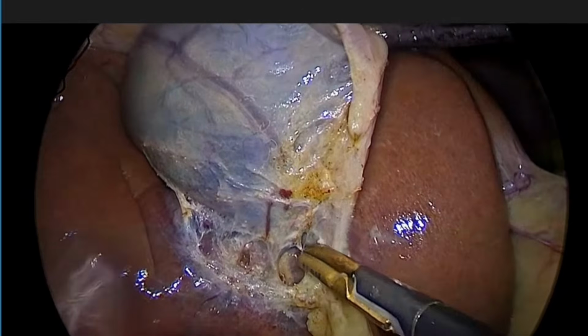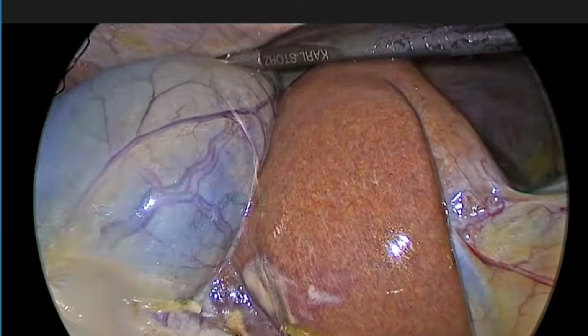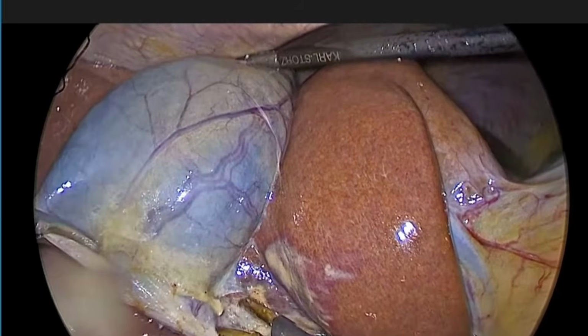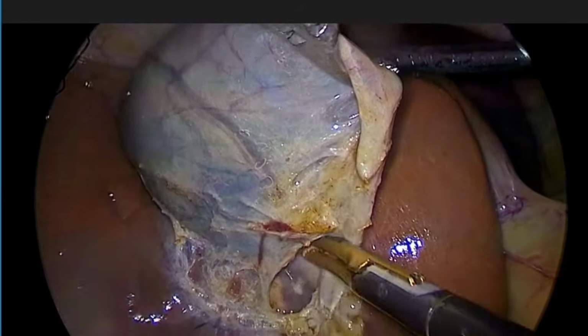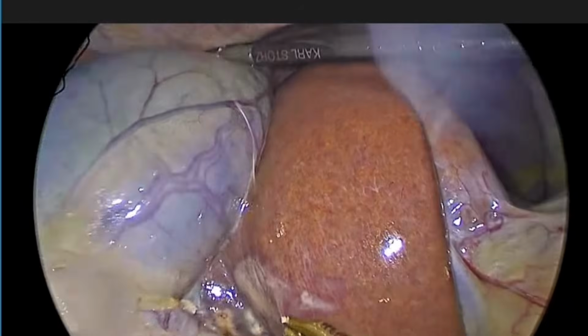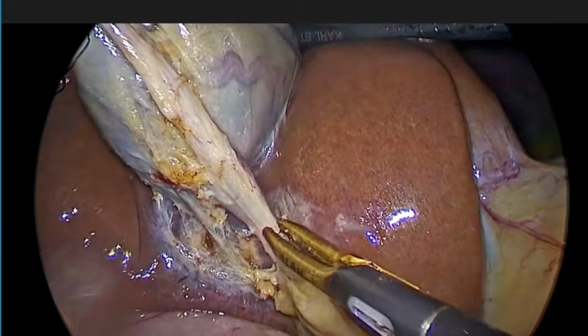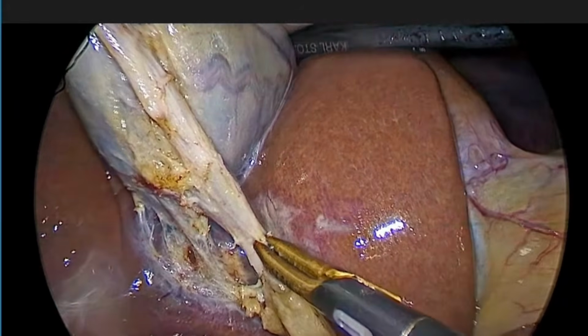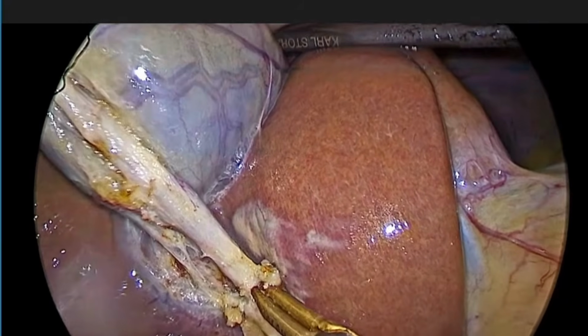Here. Now this side I think it is clear. This side also clear. So we can now ligate the cystic duct in two places, and then somewhere here is the common duct. I think nothing is necessary.